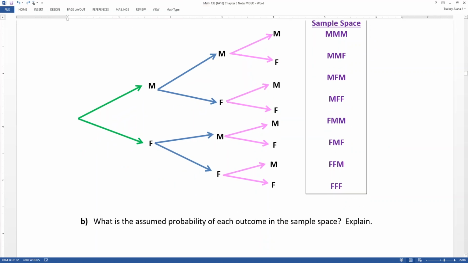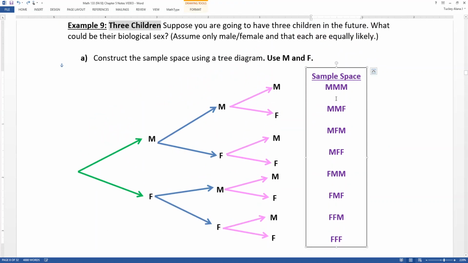Now, the assumed probability for each of these outcomes, well, let's think. There's 8 outcomes total, right? 2 for the first child times 2 for the second child. That's why, right, 2 branches in green. Then from this M right here, branches off into 2, or this F right here branches off into 2. So 2 times 2 makes 4. And then from each of these, there's another 2 branches. So 2 pink ones, that's 2 times 2 times 2, that's 8. And sure enough, there's 8 outcomes right there.